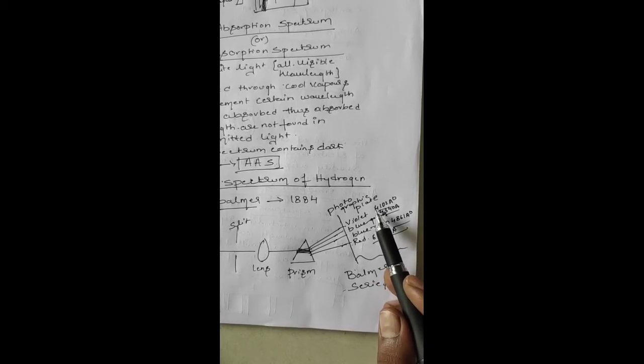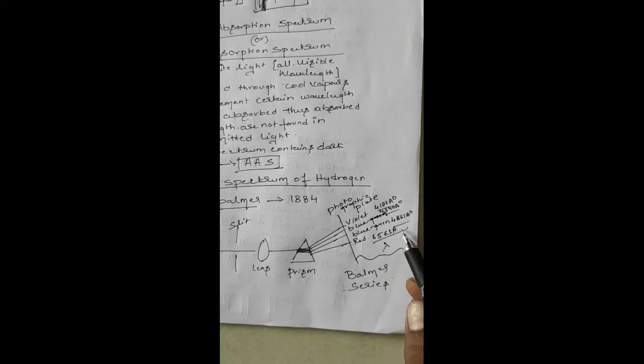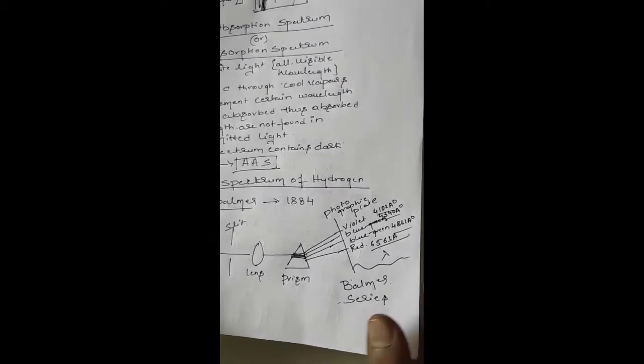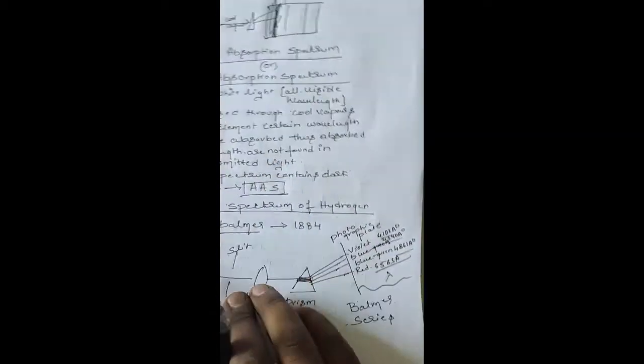The violet wavelength is 4102 angstrom, the blue 4340 angstrom, bluish green 4861 angstrom, and the red 6563 angstrom. These four are called the Balmer series. You see what we observed today, the spectrums.